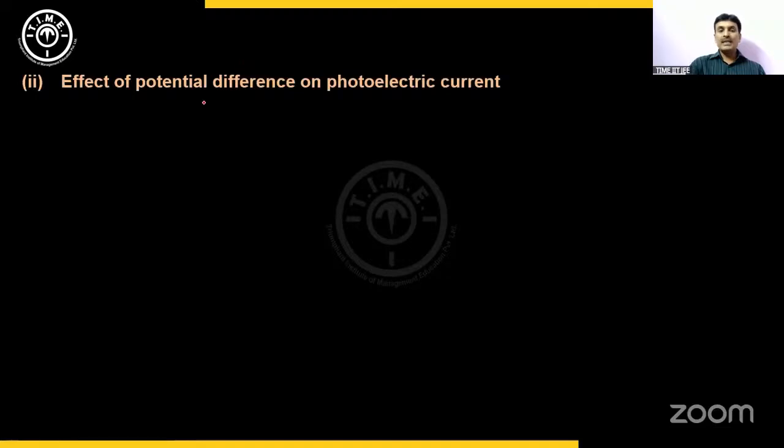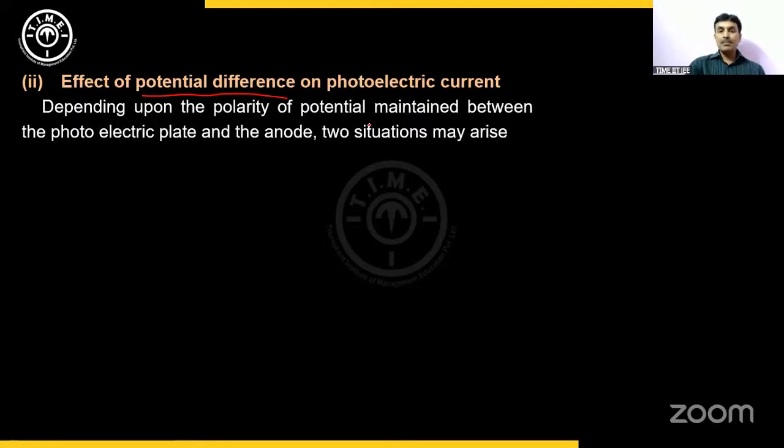Now, coming to the effect of potential difference on photoelectric current. The previous one was the effect of intensity. Now, what happens if the potential difference between P and C is altered? See, depending upon the polarity of potential maintained between the photoelectric plate and the anode, two situations may arise: when the plate is maintained at higher potential compared to the anode, or when the anode is maintained at higher potential compared to the plate. First one, the anode is maintained at a higher potential compared to the plate.